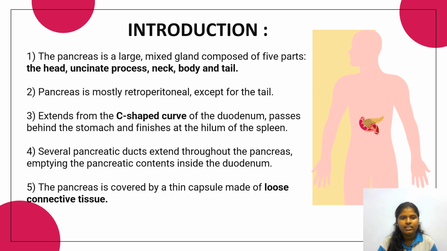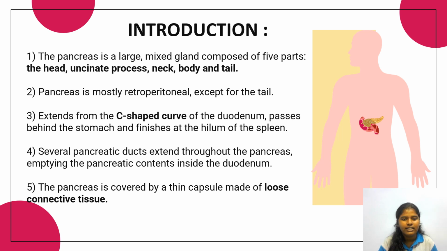Introduction. The pancreas is a large mixed gland composed of 5 parts: the head, uncinate process, neck, body, and tail. The pancreas is mostly retroperitoneal except for the tail. It extends from the C-shaped curve of the duodenum, passes behind the stomach, and finishes at the hilum of the spleen.